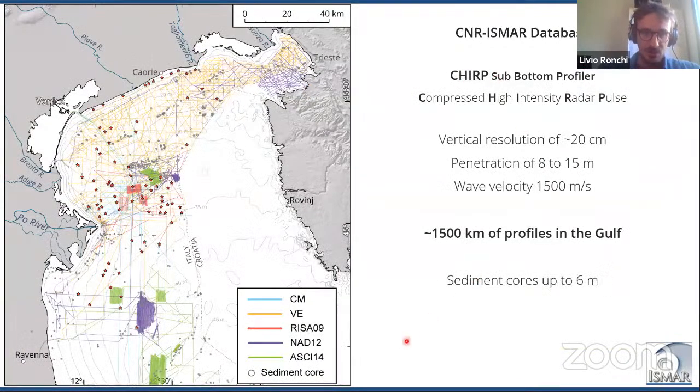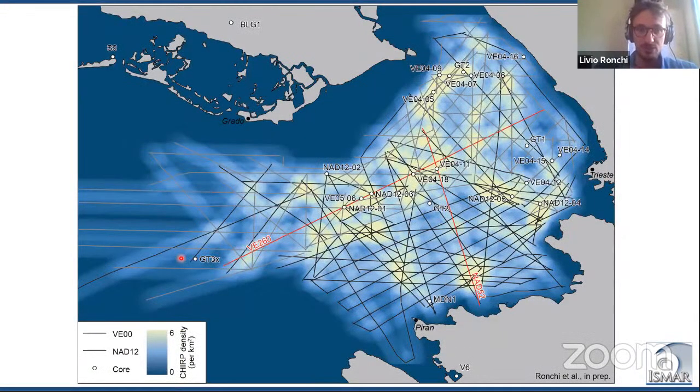Going now to the data that we collected for this work, we exploited two types of data. One of them is chirp profiles. We will see in a bit what a chirp profile looks like. They are basically an image of the subsurface, acoustic impedance profiles. Here you can see the database, these lines are traces, and for the Gulf we used almost 1,500 kilometers of profiles. And these are the traces, again.